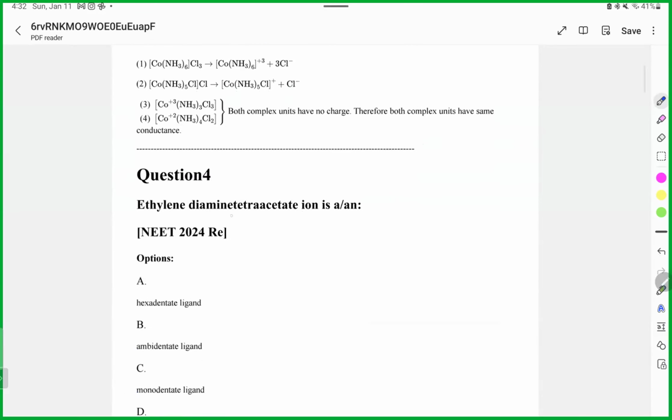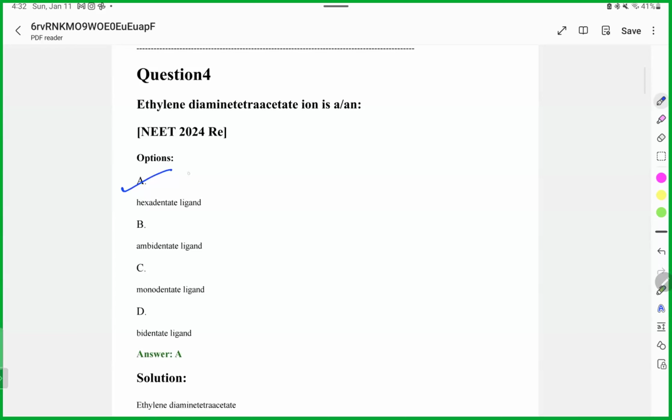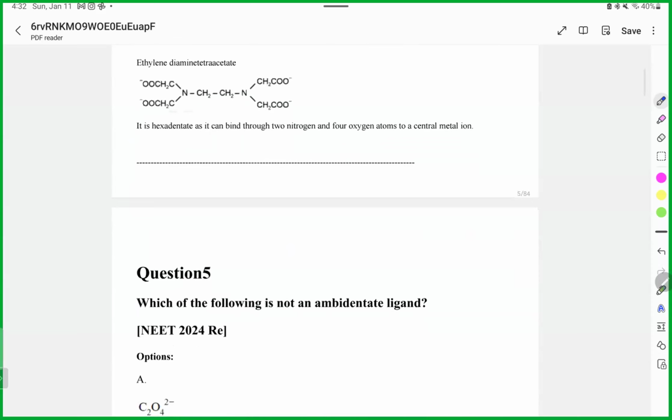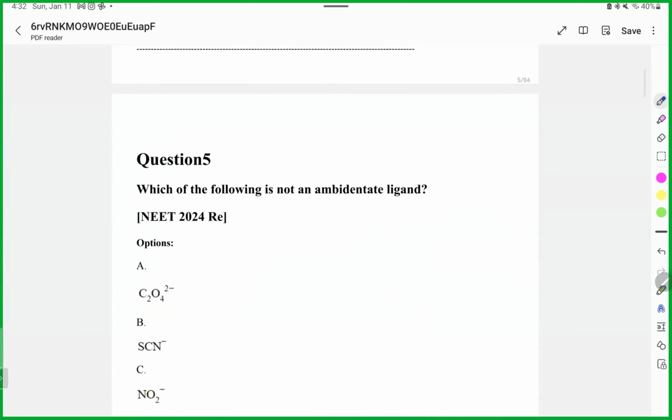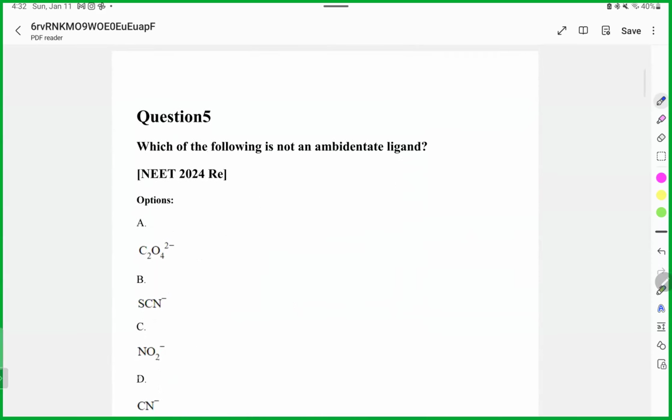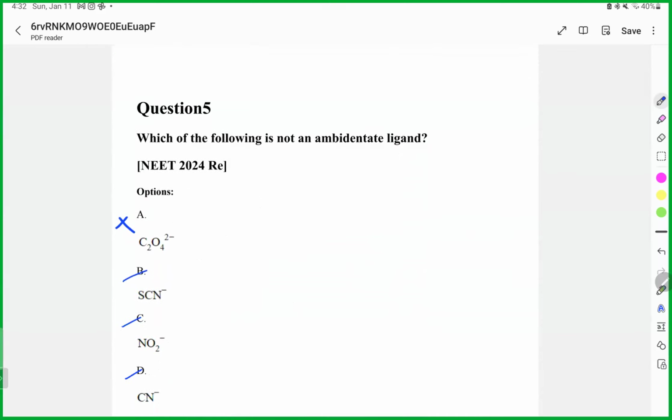Ethylenediaminetetraacetate is a hexadentate ligand. Not an ambidentate ligand. CN is ambidentate. This is ambidentate. This is not. Correct, NCERT. Wherever you have 2 binding sites, it is ambidentate.